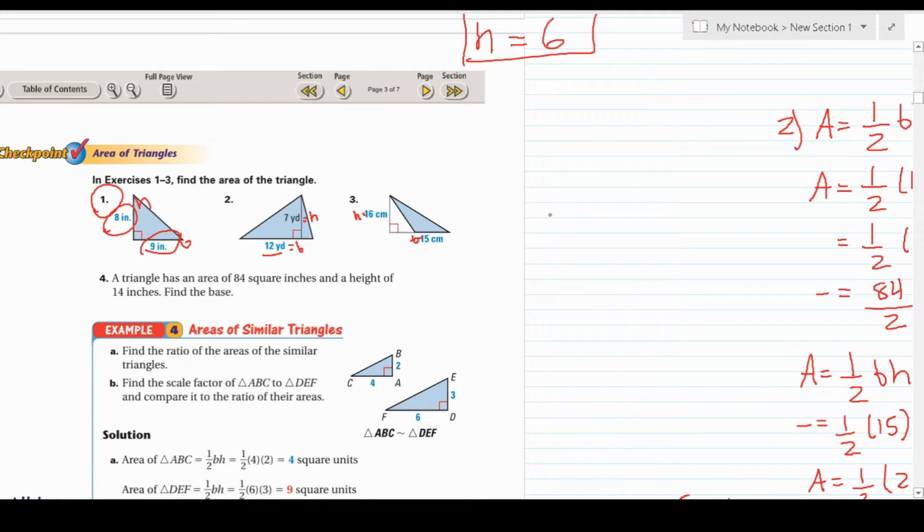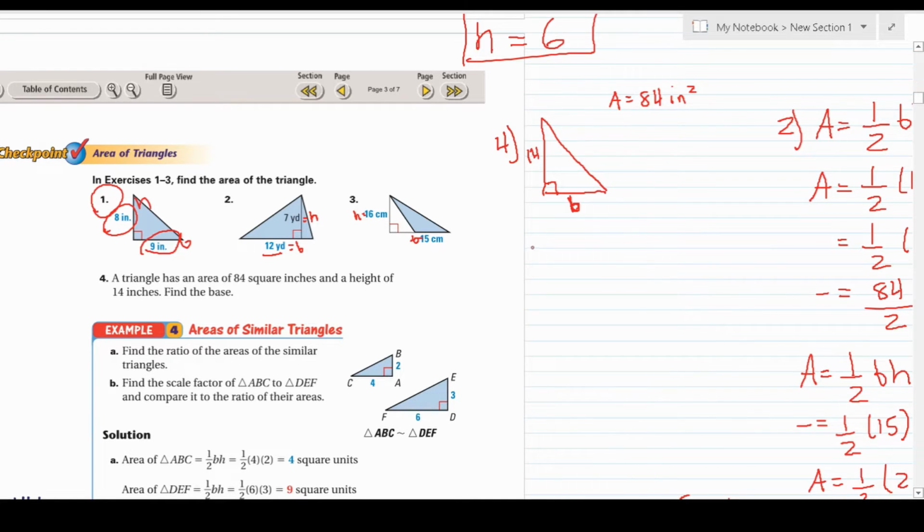All right, number 4 says a triangle has an area of 84 square inches and a height of 16 inches. Find its base. Okay, so let's go ahead and do a little drawing. It didn't tell us what type of triangle it was, so I'm just going to draw a nice simple right triangle. We know it has an area of 84 inches squared according to the problem, and a height of 14. And we want to know what its base is, which is right there in the right triangle.